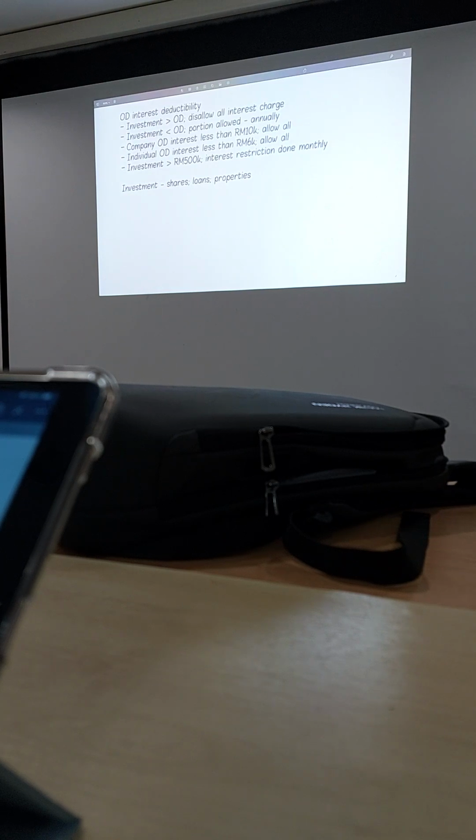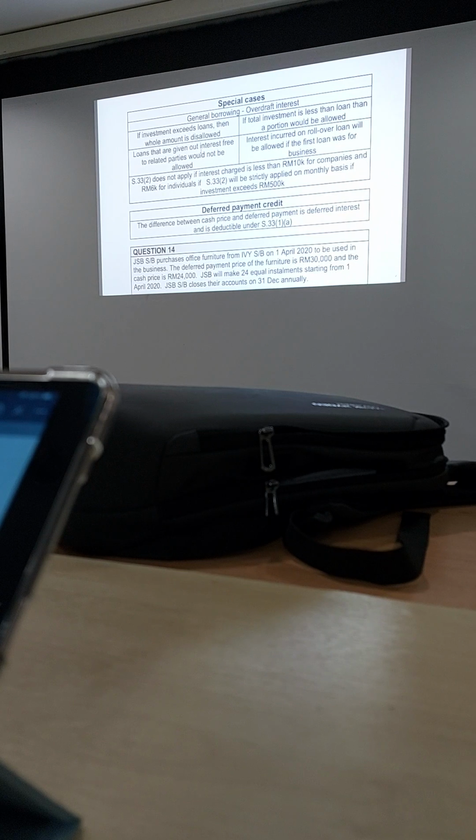Okay, so the OD interest deductibility is kind of controlled. This is the rule here. If investment exceeds the loan, then the whole amount is allowed. If total investment is less than the loan, a portion will be allowed. Loans that are given interest free to a related party will not be allowed. Interest incurred on a rollover loan will be allowed if the first loan was a business loan.